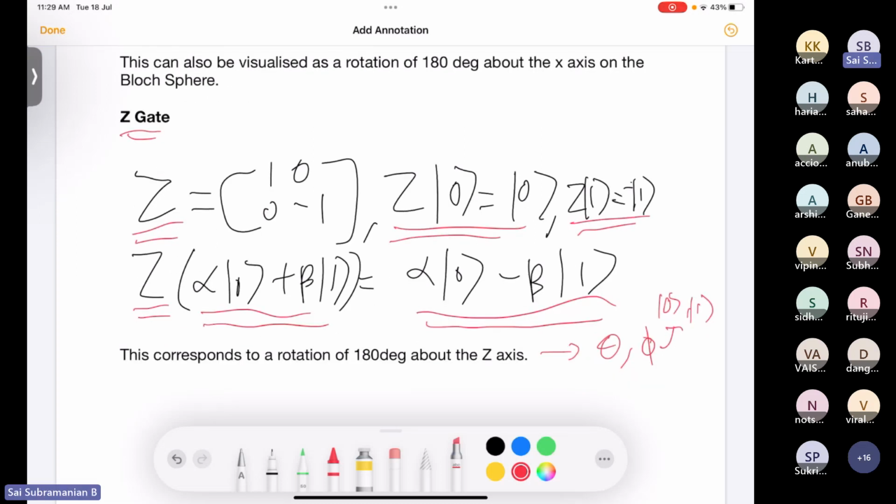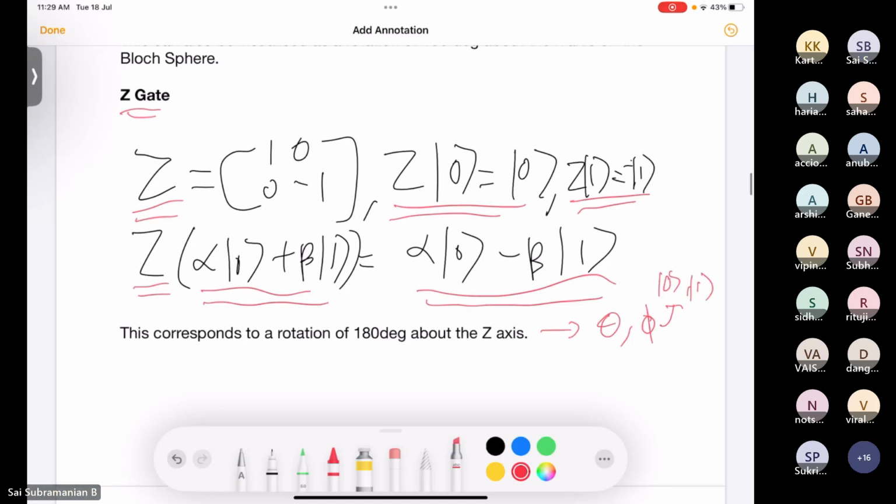So what is our Z gate? It takes 0 to 0, it takes 1 to minus 1. So it takes alpha 0 plus beta 1 to alpha 0 minus beta 1. This is our Z gate.